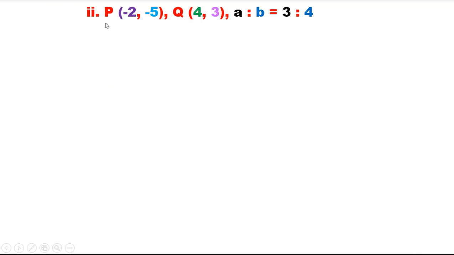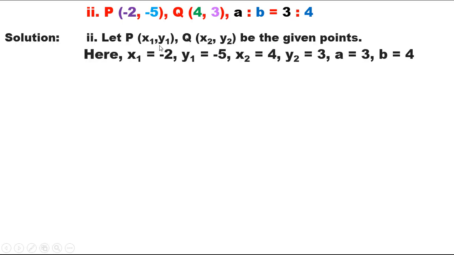Second example, P and Q. Here are the coordinates which we call x1, y1, x2, y2, and here a is equal to 3 and b is equal to 4. x1 is equal to -2, y1 is equal to -5, x2 is equal to 4 and y2 is equal to 3. a is equal to 3 and b is equal to 4.